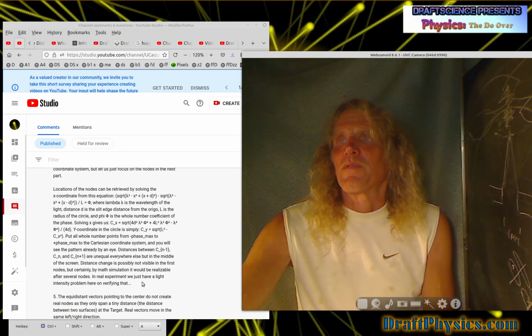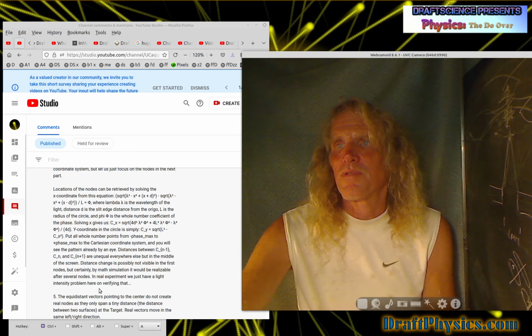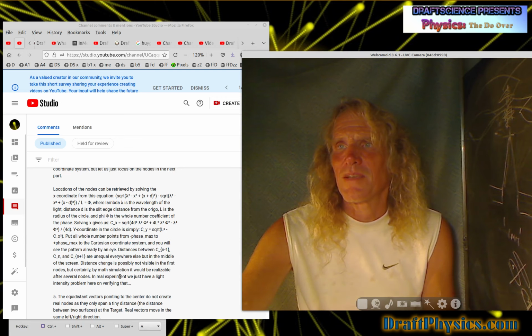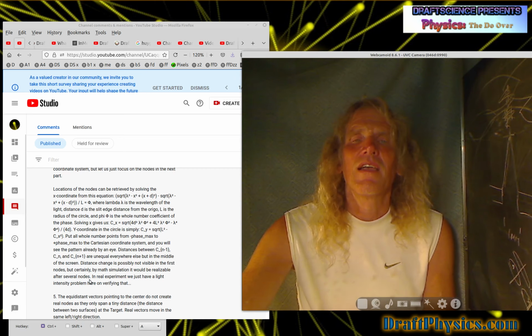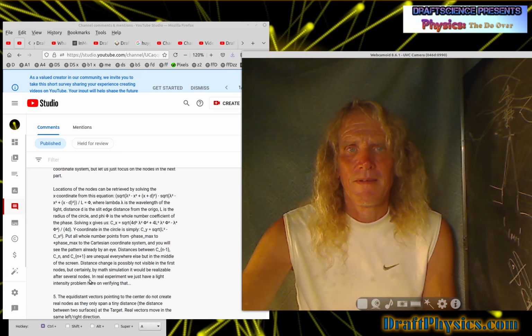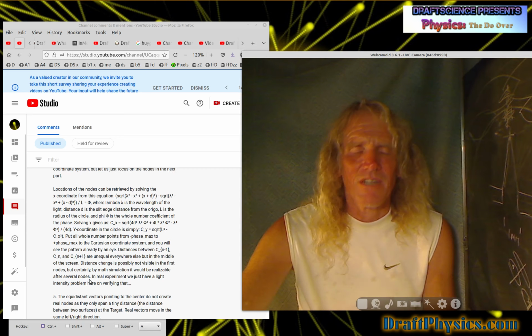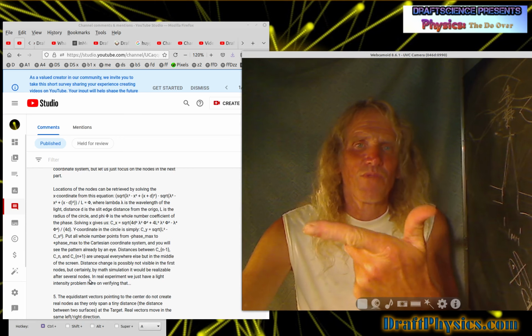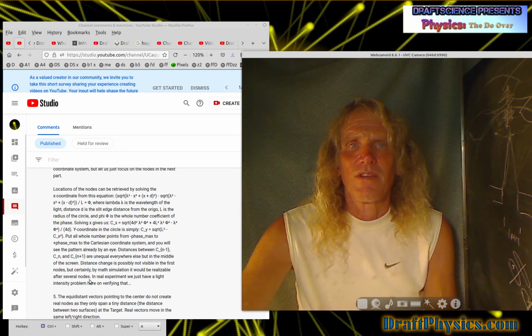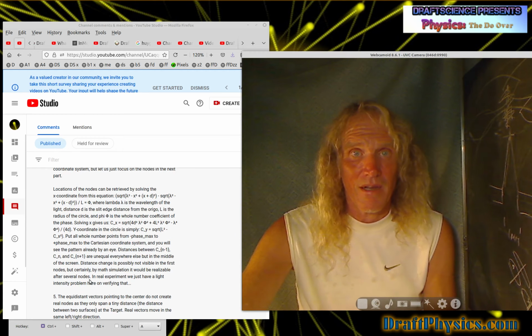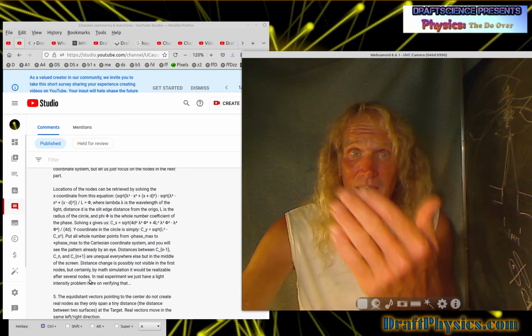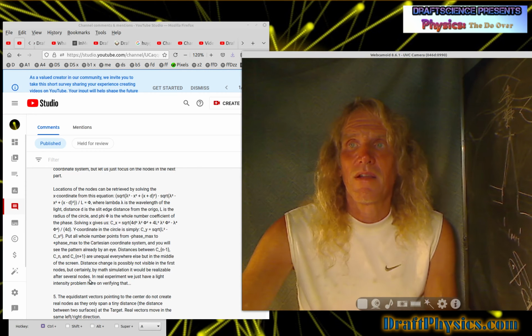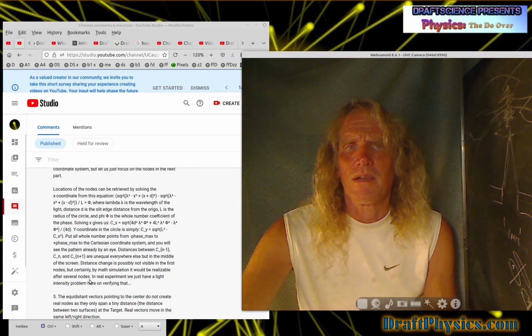In real experiment, we just have light intensity problem here on varying that. I don't know what that would mean. Alright, so first nodes, but certainly by math simulation it would be realizable after several nodes. So I'd say prove it. Show me any single slit or double slit experiment. Spread out the widest one you can find, and on a curved screen, right? Obviously, on a flat screen, the outside ones are going to get bigger and bigger and bigger. But on a curved screen, they're not.